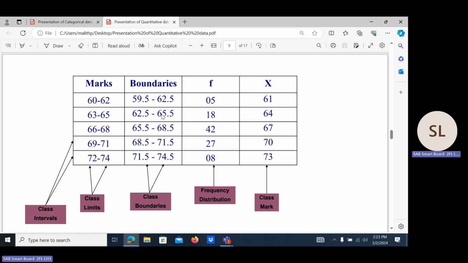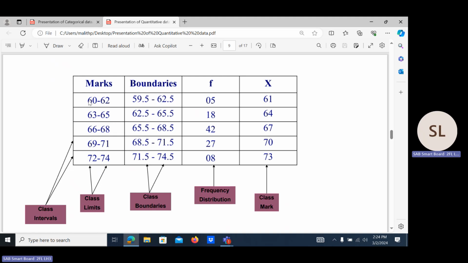Okay, understood? Then the other column represents the frequency value, the number of times it occurs. Then the other we call X, which means class mark. Class mark means the midpoint of the class interval. Okay, how to calculate the class mark? Class mark means the midpoint of the class interval.